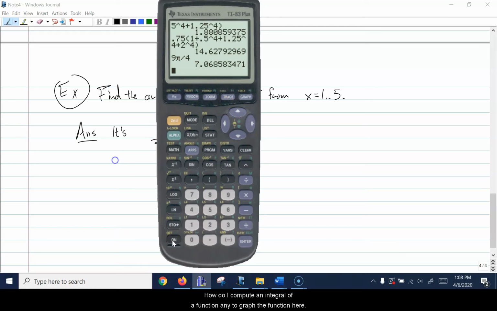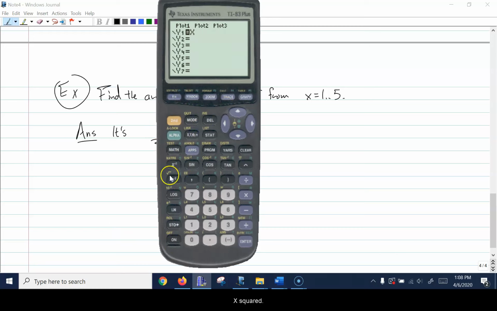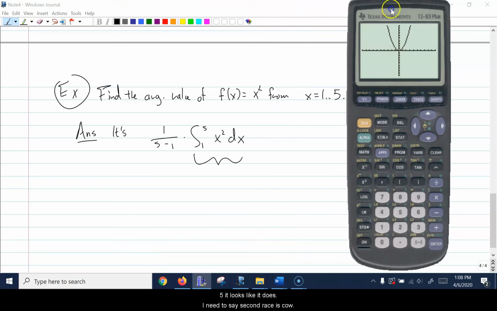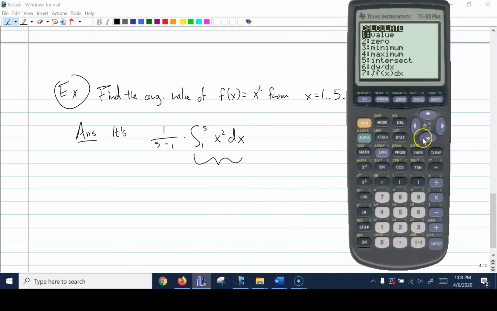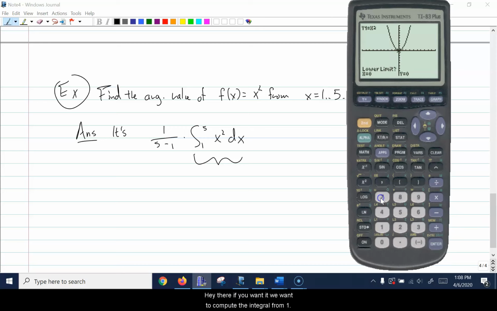How do I compute an integral of a function? I need to graph the function here. It's x squared. Graph it. I need to know my graph contains the range from 1 to 5. It looks like it does. I need to say second trace is calc. 7 is the integral option. Hey, 6 is a derivative option. It's not as valuable in a calculator because computing a derivative by hand to good accuracy doesn't need you to add up 100 numbers the way this does. But hey, it's there if you want it.